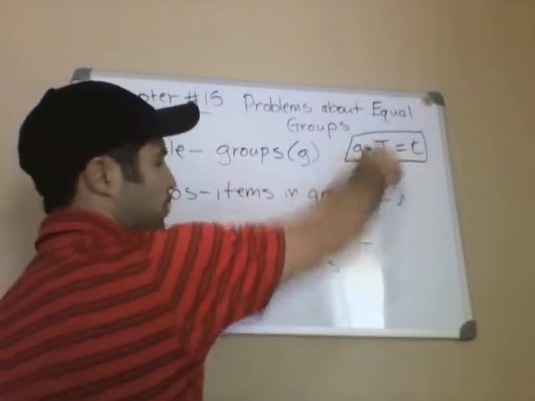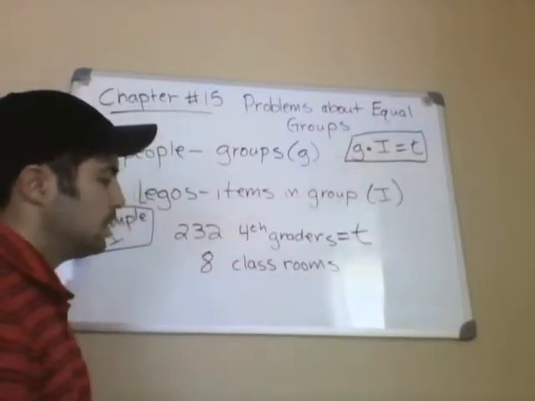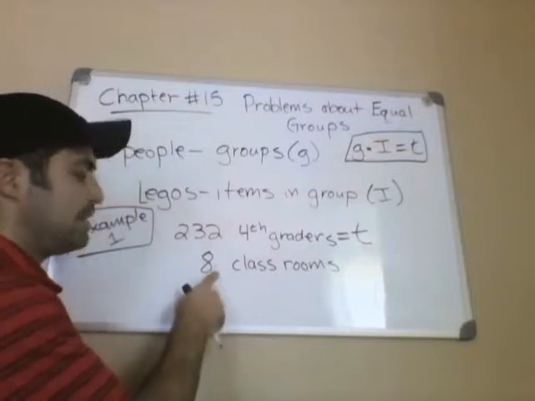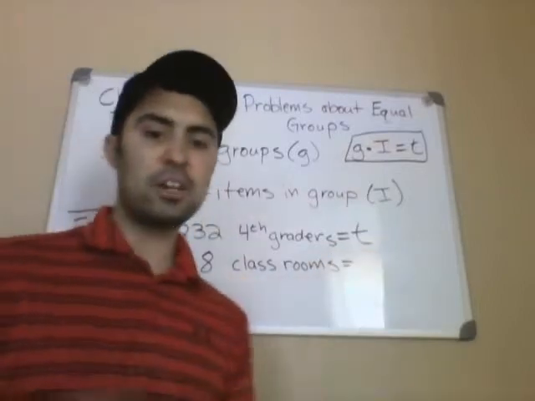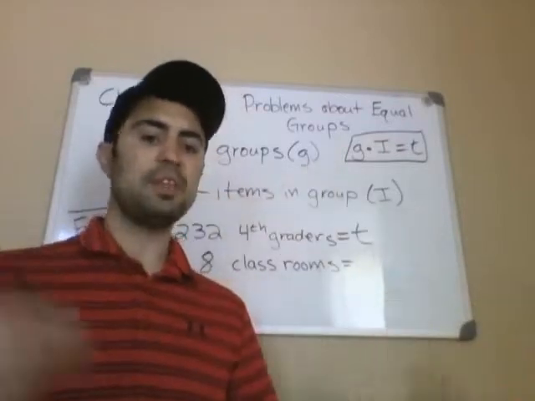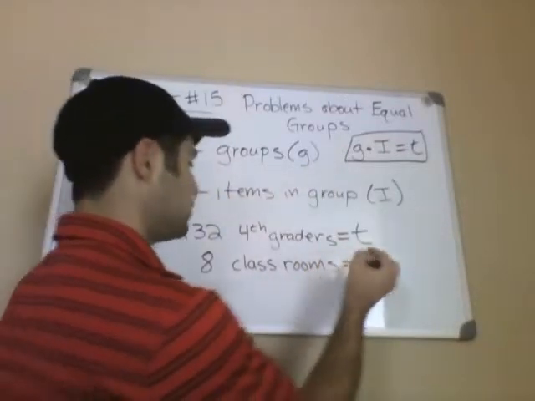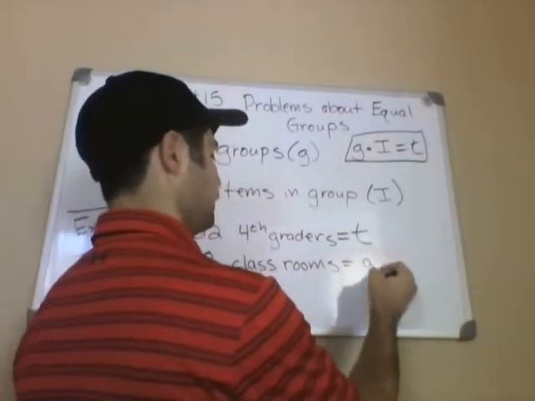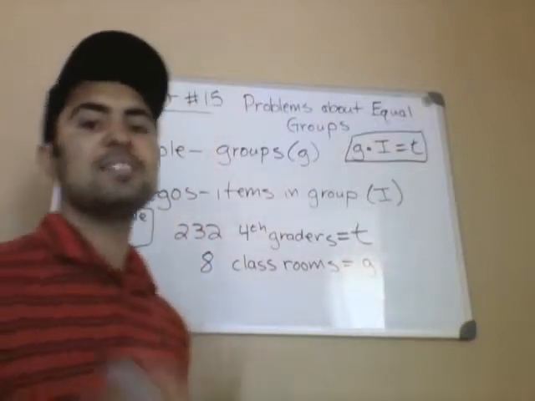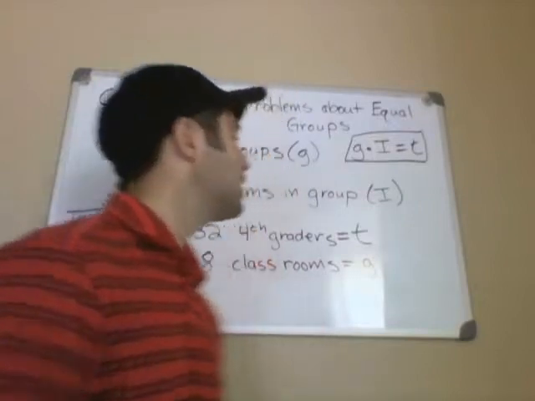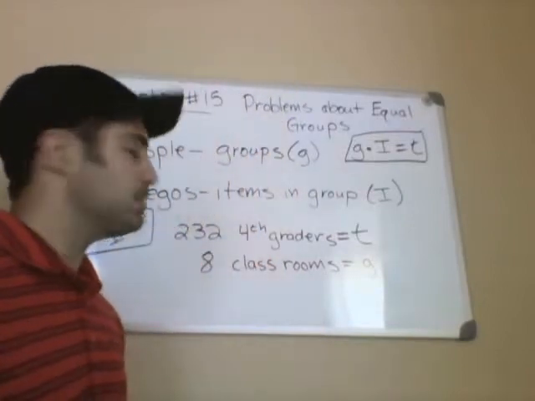Would that be groups or items? That's groups, okay? Because each class, you guys are a group of people together. So we're going to say classrooms are groups, okay? And then the number of items, in this case, you kids are the items. So how many kids are there, or items?